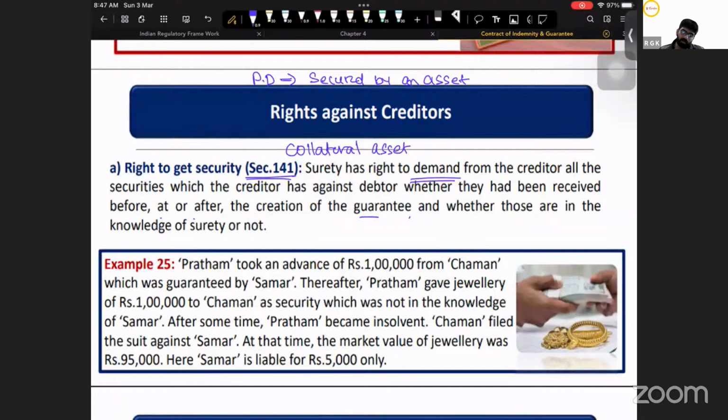Pratham took an advance of 1 lakh from Chaman, which was guaranteed by Samar. Thereafter, Pratham gave jewelry of 1 lakh to Chaman as security, which was not in the knowledge of Samar. After some time, Pratham became insolvent. Chaman filed a suit against Samar. At that time, the market value of the jewelry was 95,000. Here, Samar is liable for 5,000 only, because Samar also has a right in this jewelry. So this is about the right to get security, Section 141.